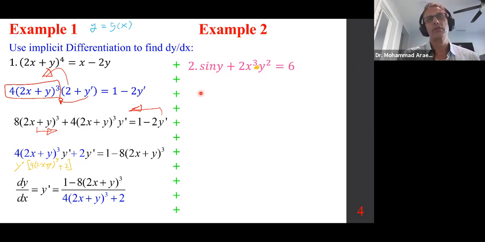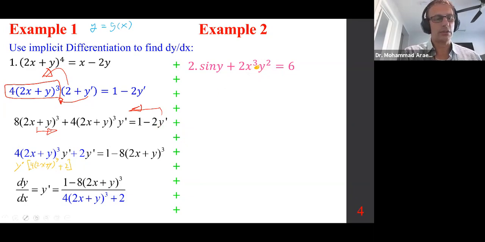So the derivative is cosine. So cosine y, you need an argument for that. The derivative of sine becomes cosine. And remember, this is not x, this is a function of x, therefore times y prime or dy/dx, because y is like g of x, by the chain rule times y prime or dy/dx. Product rule, 2x cubed gives you 6x squared times y squared plus y squared.